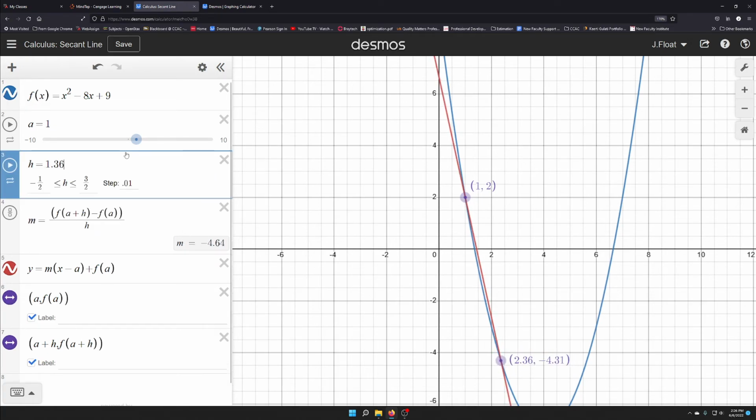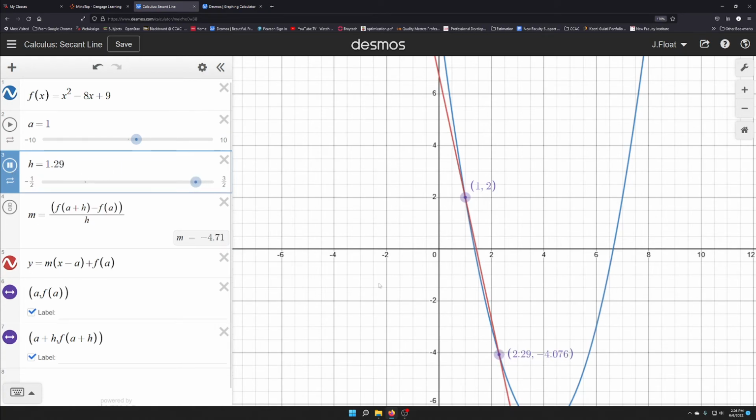Here we go. And as you can see, the closer the secant line gets to our point 1 comma 2, look at the slope. It is approaching -6. Now, if I'm good, I can stop it at exactly 1 comma 2, and I'm almost good. Notice it's -6.01. And as soon as you cross over, it's still really close to -6.